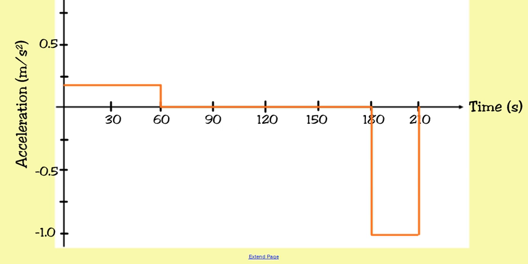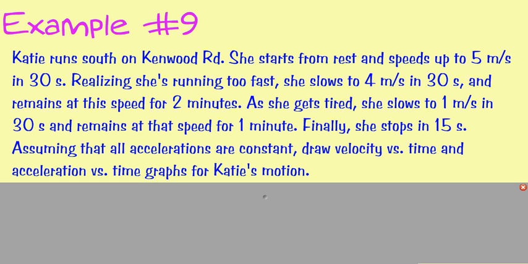Let's take a look at another one of these problems. This time, Katie is running south on Kenwood Road. You can see a bunch of information about her motion. What I would like you to do right now is to draw velocity versus time and acceleration versus time graphs for Katie's motion. We will go over these graphs the next time that we have class. So make sure that you write them down so that you have something to go on as we talk about them.